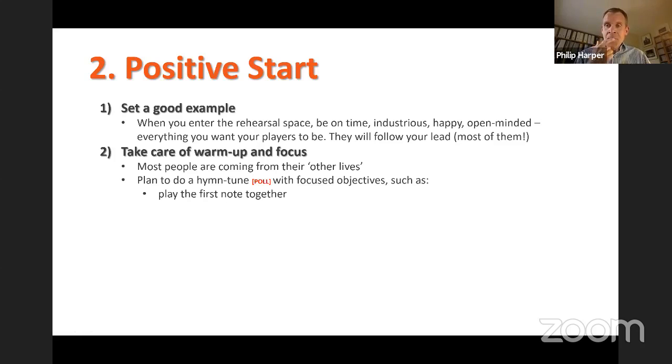Now, some of you might be hearing me say that and thinking, well, that's a bit straightforward, isn't it, to play the first note together? And that's kind of exactly the point, really, which is that sometimes it really pays dividends when you've got people whose minds are thinking about, oh, did I put enough cat food out for the cat, and have I set the TV to record EastEnders or whatever?